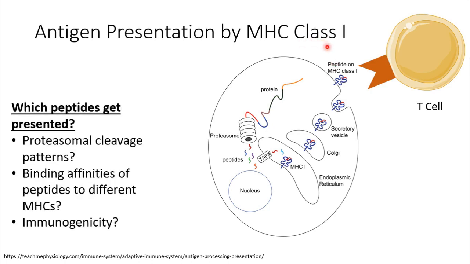The question is, which peptides get presented to T cells? What are the patterns of antigen processing? Where does the protein get cleaved? Which peptides bind with a higher affinity to MHC molecules, and which ones bind to each different type of MHC molecule? And if we know these processing patterns and binding affinities, do those factors dictate immunogenicity, and are these peptides immunogenic?